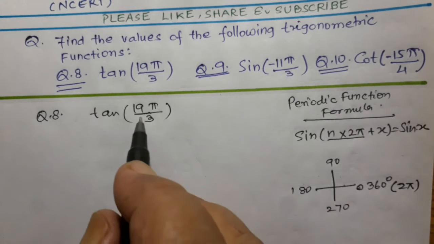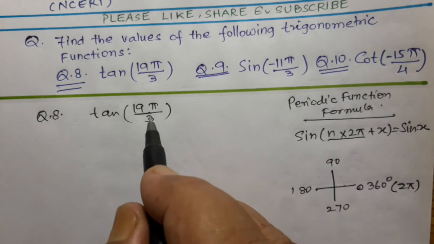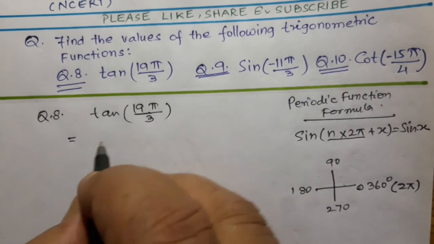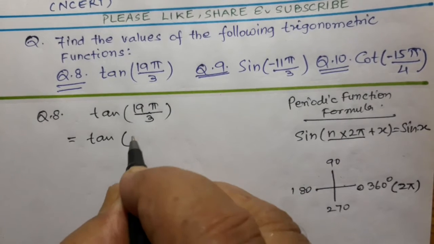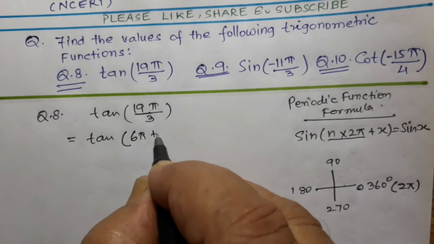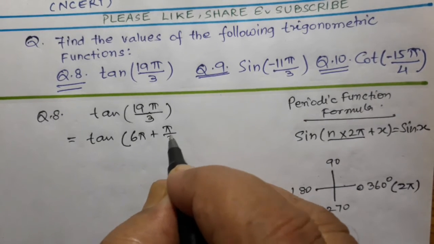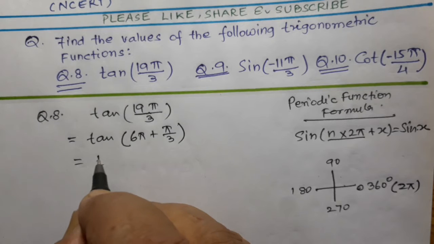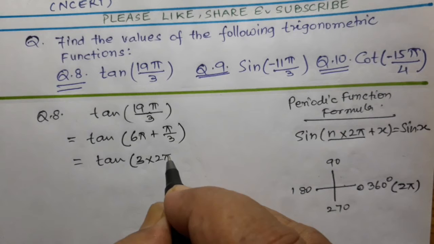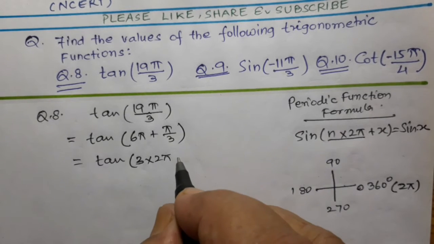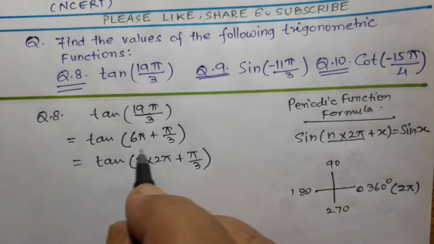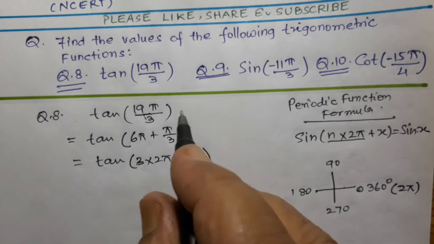Okay, so we can write 19 pi by 3 in this form. How can we write this? We can write tan of 18 pi plus pi by 3, and this can also be written as tan of 3 into 2 pi, that is 6 pi, plus pi by 3. 3 into 6 is 18, plus 1, it became 19.